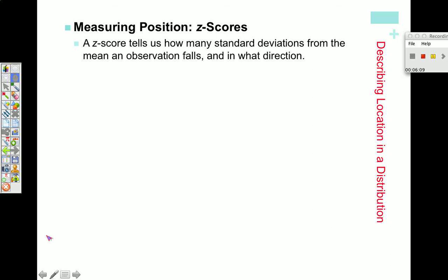And the last thing we're going to look at today in this video is a z-score. And what a z-score does is it tells us how many standard deviations away from the mean we are. It tells us how spread out our data value is. So it also tells us what direction. Are we above the mean, greater than the mean, or less than the mean?